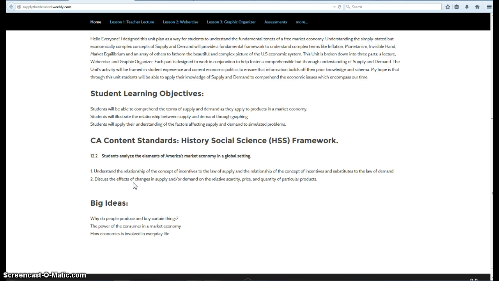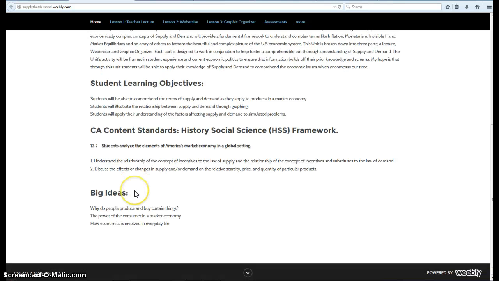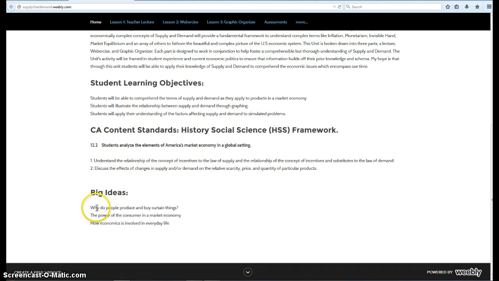So again, using these standards, it's helping me frame and focus what students really should know by the time they get out of high school. And being that it's 12th grade, you know, it's now or never. And below that, I have my big ideas. So one of my big ideas is why do people produce and buy certain things? Another one is the power of the consumer in a market economy. And the other one is how economics is involved in everyday life.